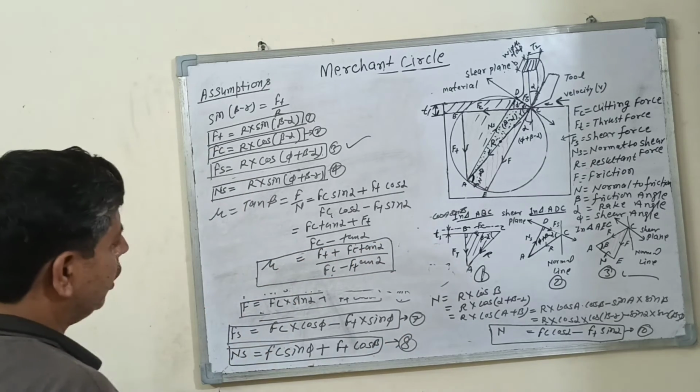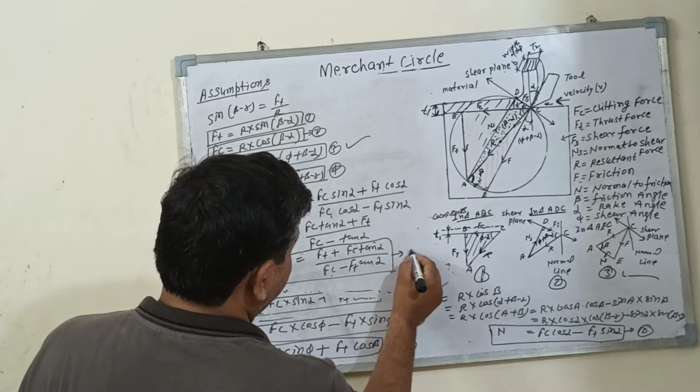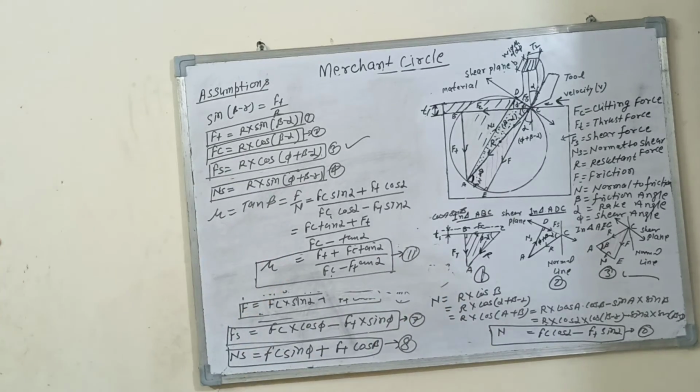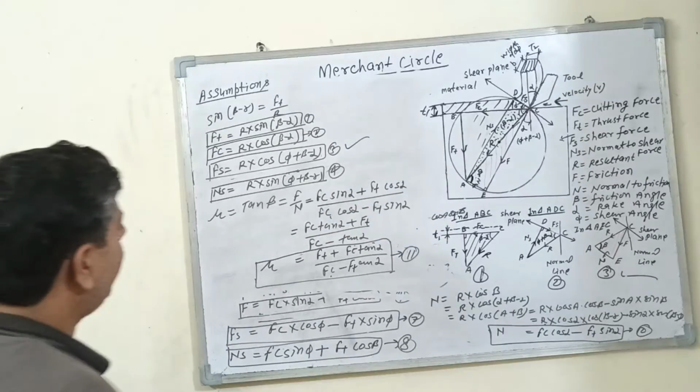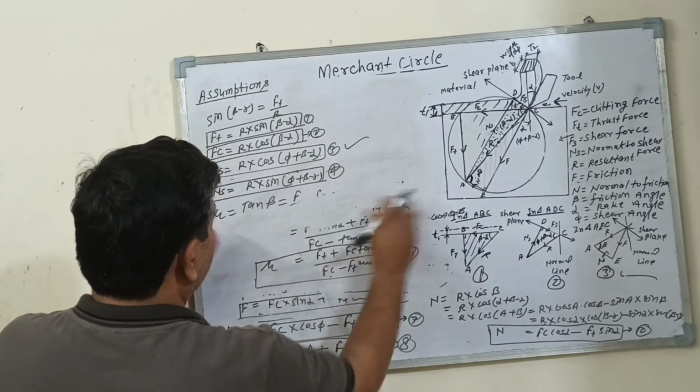From this equation you can find the Merchant number. You can write the Merchant number. From this line you can see this.